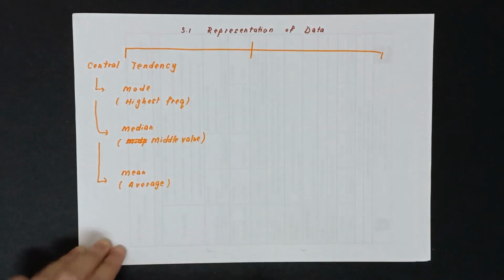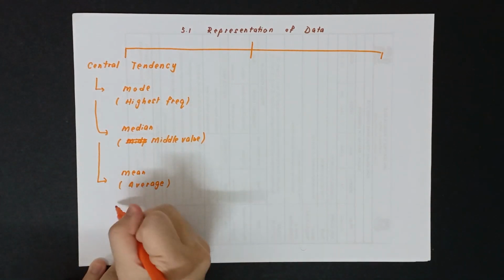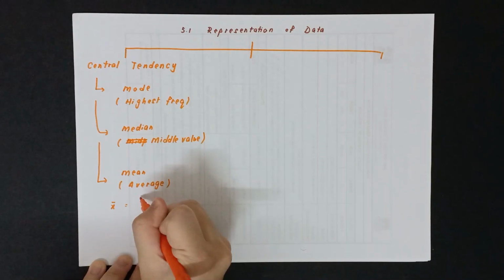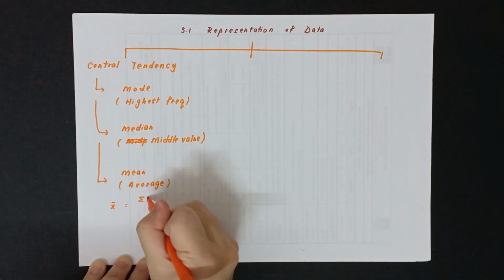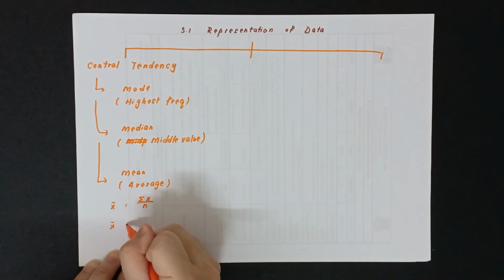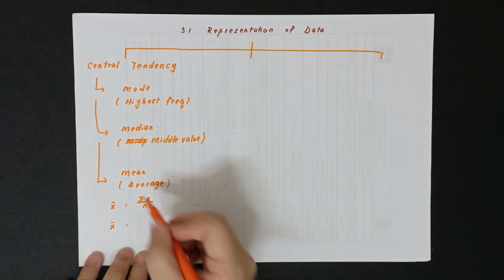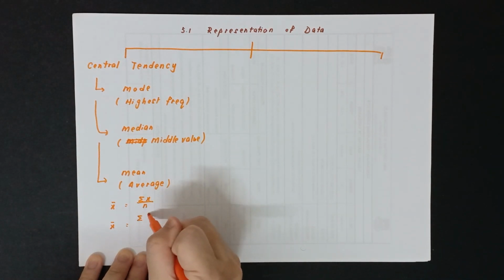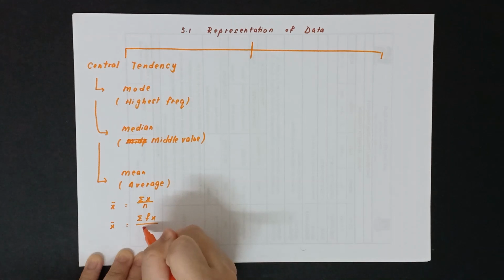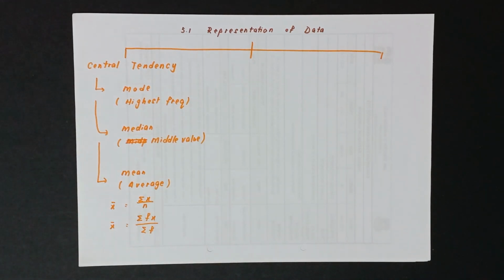Okay, then the last one you learn about is the mean, which is the average value. For the mean, you have the formula of how to find it. You basically add all the data together, then divide by the number of data that you have. If the data is grouped data, then you will put in the sum of your frequency times your data, then divide by the sum of your f. These two formulas will be given in your exam as well.